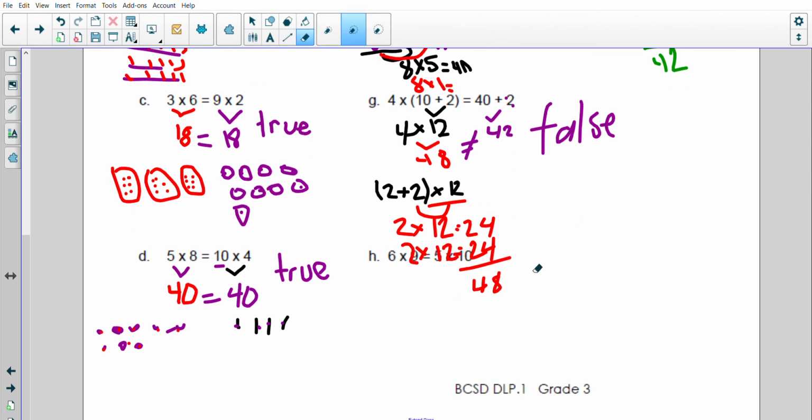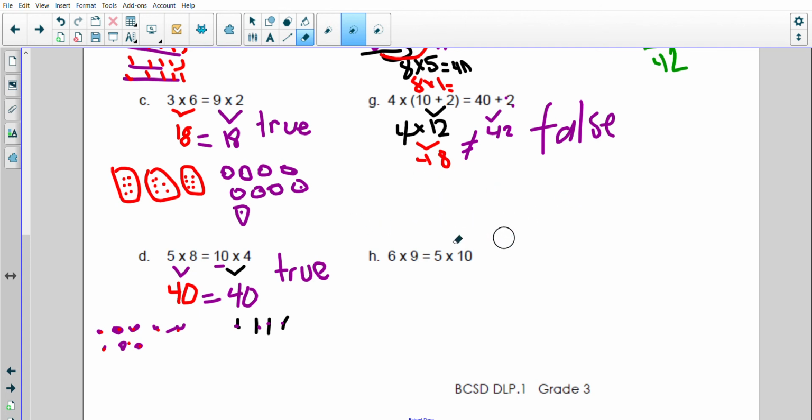All right, boys and girls, last one for the day. Let's erase this so I have room to write. Again, you're not going to erase your work. Hopefully you have enough room to solve it. This one we have 6 times 9 equals 5 times 10. Okay, 6 times 9. All right. Well, 6 is the same thing as 5 plus 1, or I could double a known fact if I know my threes.